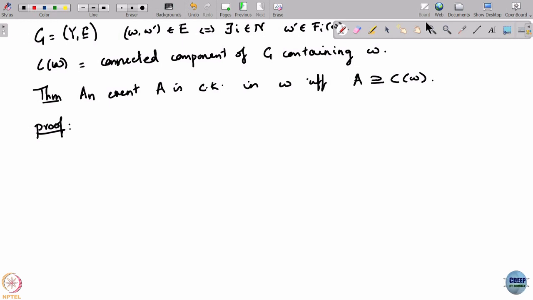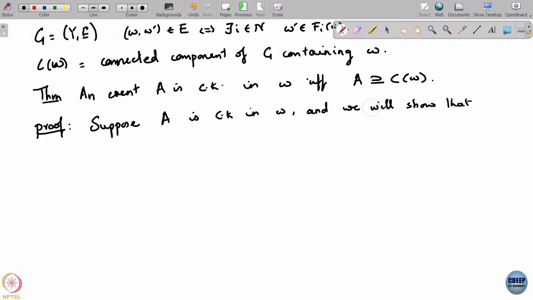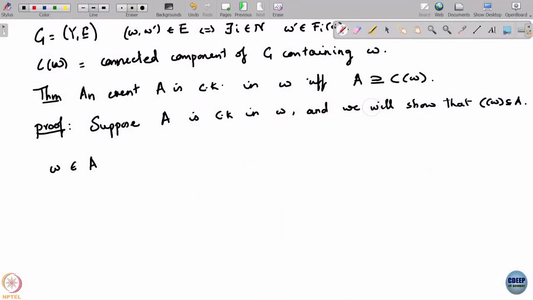So first, let us show the forward direction. Suppose A is common knowledge in omega. We will suppose that A is common knowledge in omega, and we will show that C of omega is a subset of A. Now, A is common knowledge in omega, so necessarily A obtains. So omega is an element of A. And omega is also an element of C of omega by definition, since C of omega is the connected component containing omega.